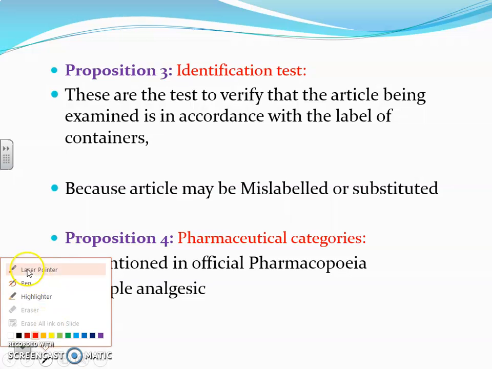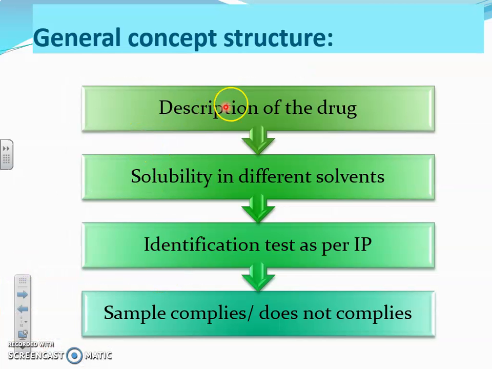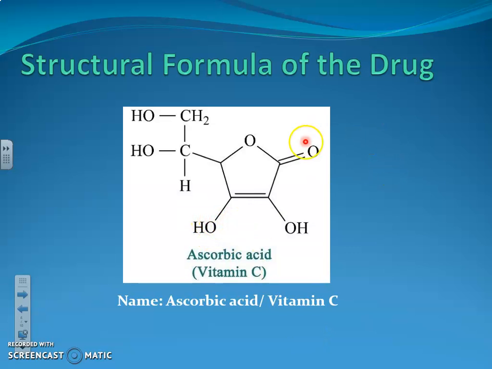Next, the general concept: we know that we have to go first for the description of a drug, then we check the solubility in different solvents, then we perform the identification test as per IP, and then we conclude that the given sample complies or does not comply with IP. Now this is the structural formula for the given drug, ascorbic acid. Ascorbic acid has an alternative name, that is vitamin C. For both the terms we can use ascorbic acid as well as vitamin C.